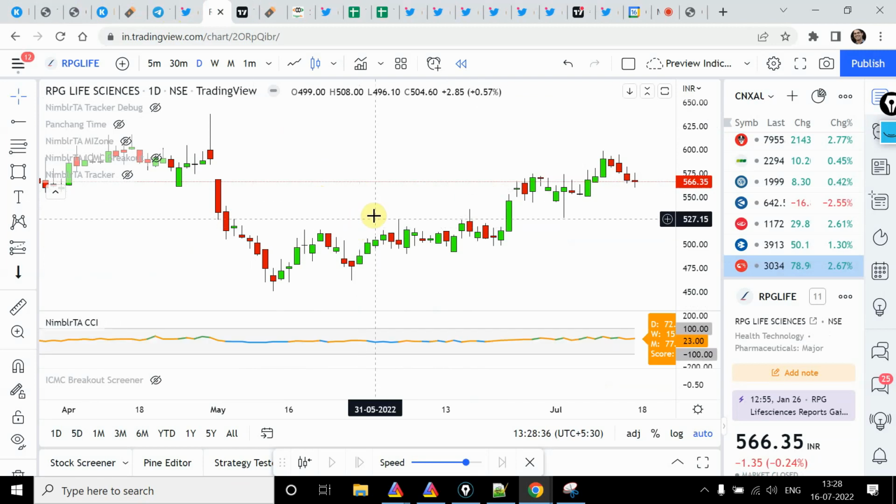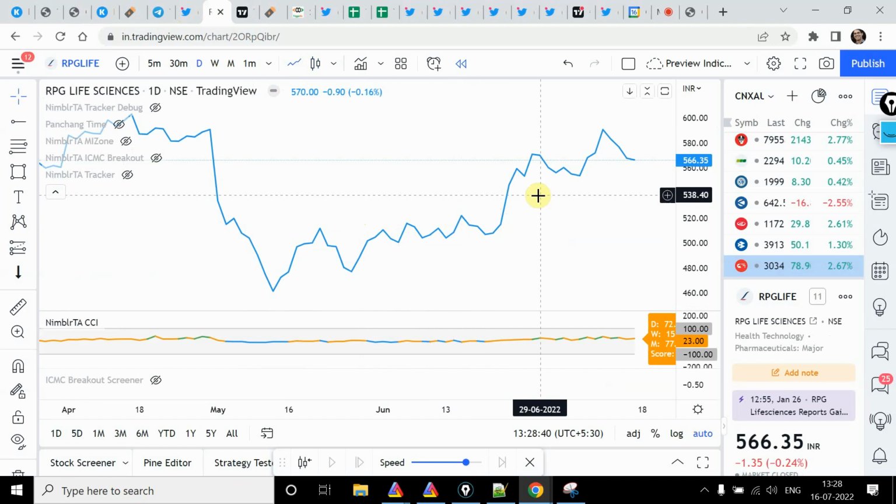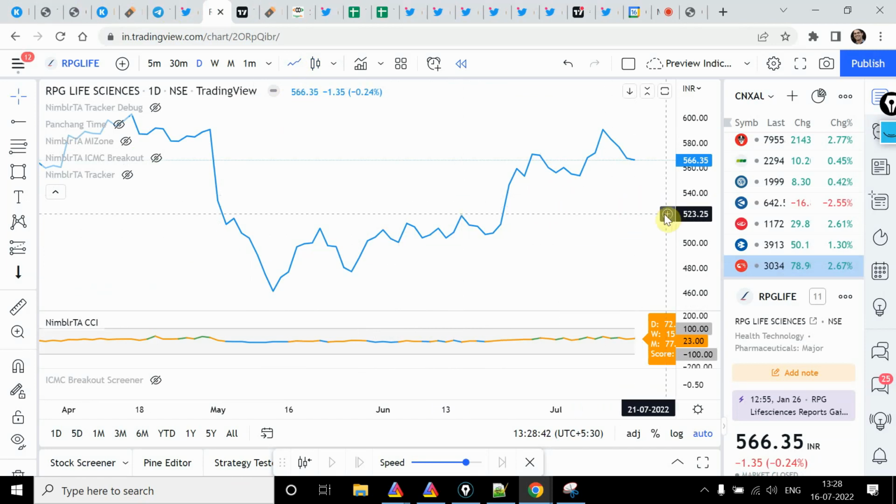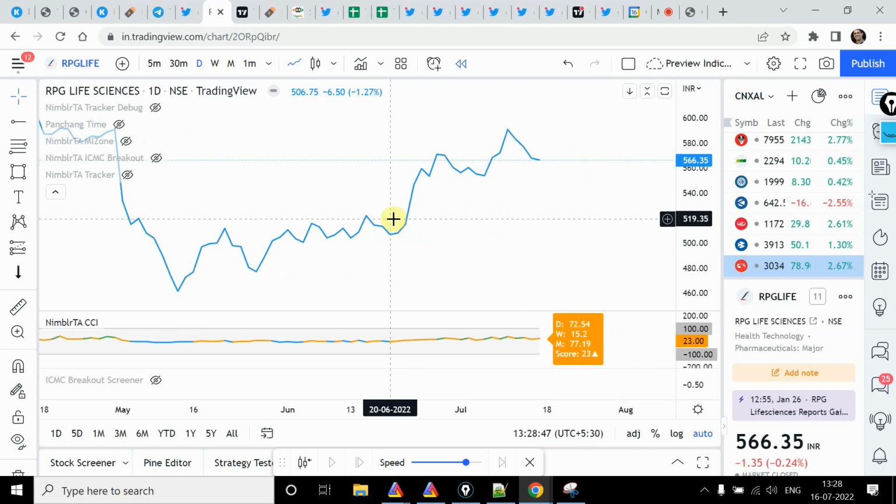So 320 and this 337, this is probably the level I'm looking for based on my analysis. So this will be a better point to check. At that point I will check, and if I think it is good to enter, looking at the lower time frame, I will enter it.